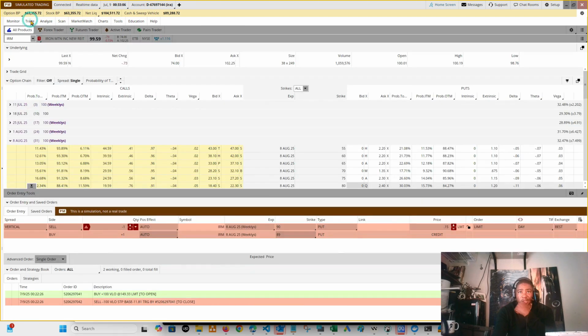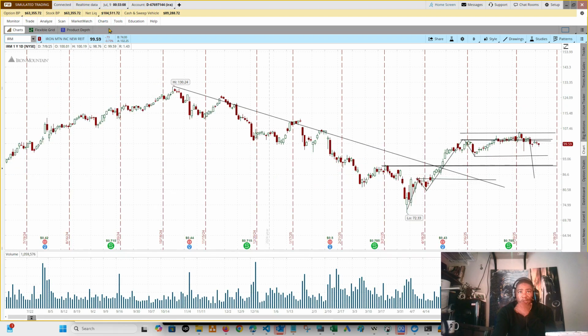You go here to the chart. This is what the price is at, around 99. I think this is where it's going to stay between 94 and 99, 100, maybe 94 and 99.72. So I think it's definitely not going to go below 90, right?